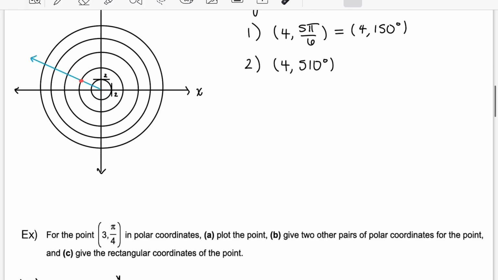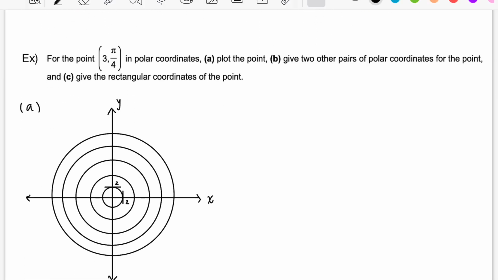All right, let's do another example here. For this point here, we first want to plot the point, give 2 other pairs of polar coordinates for this point, and give the rectangular coordinates of this point. So the first thing we'll do is plot this guy, just like how we did for the last 2 examples. So our theta is going to be pi over 4 here. So our pi over 4 ray is right about here. And then r, in this case, is going to be 3. So this point here is going to be right about there.